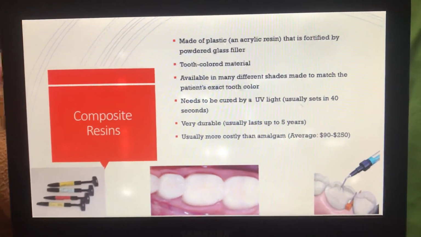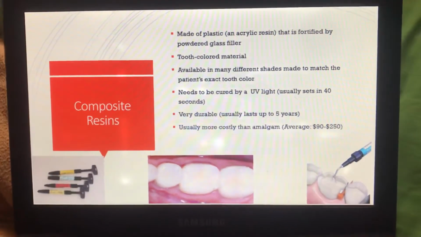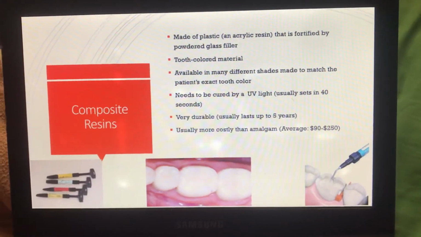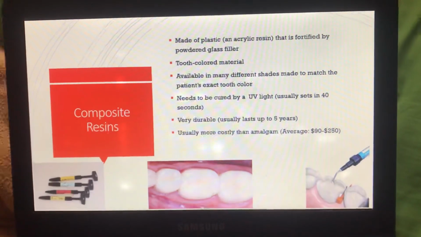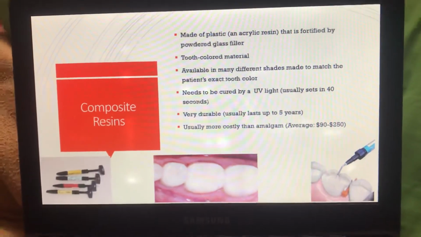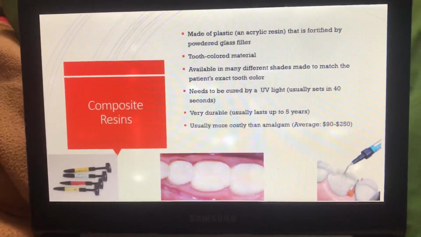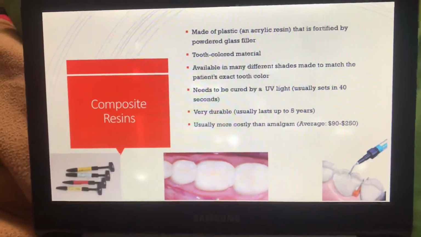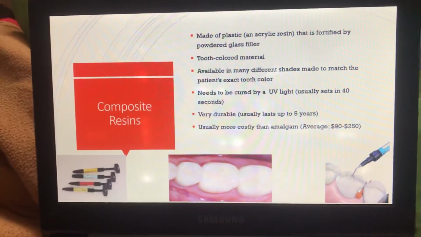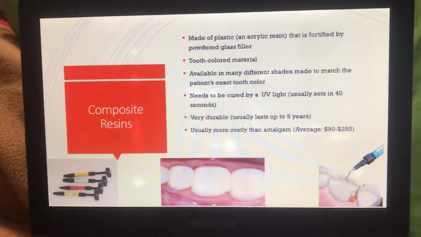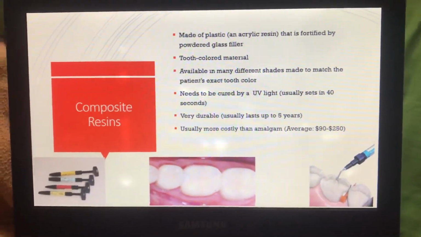So I have pictures of a composite restoration being filled and what it looks like when it's done, and the tubes that the composite material comes in. It's preferred by patients because they don't stand out as much because they're tooth colored.